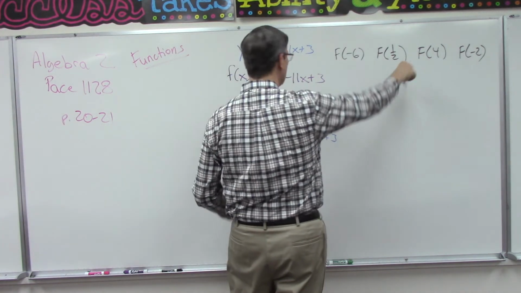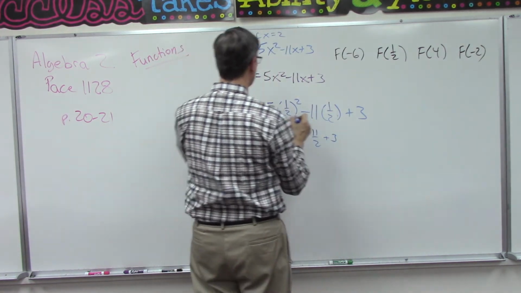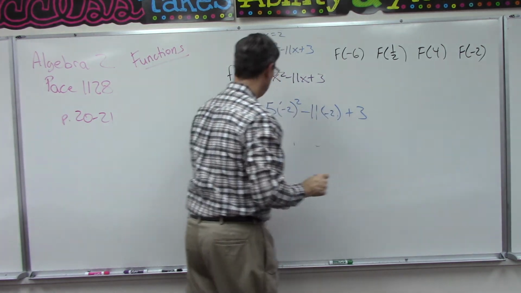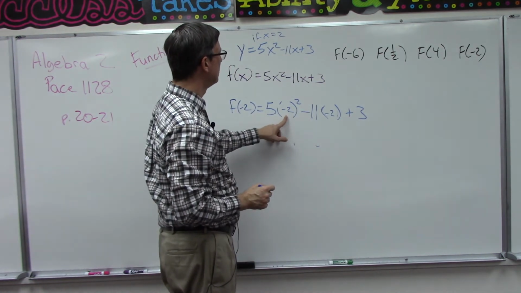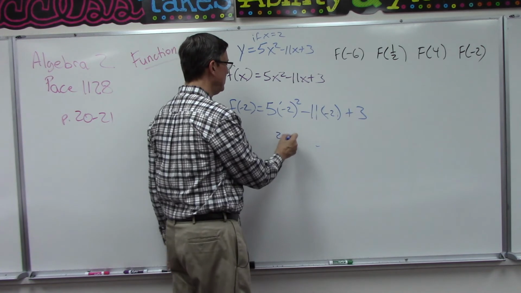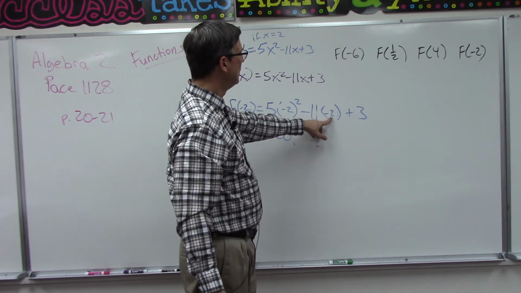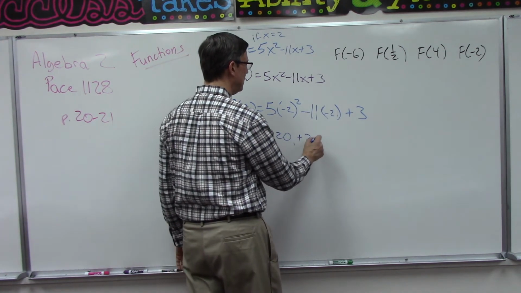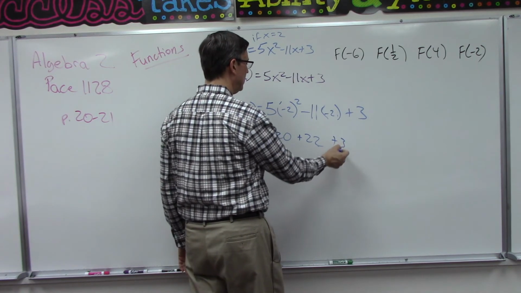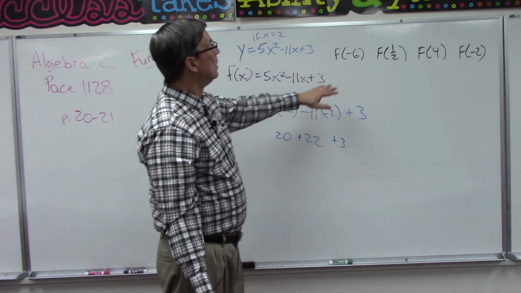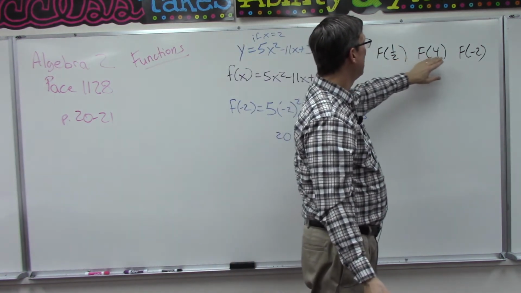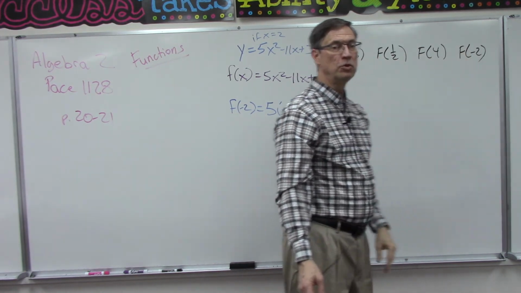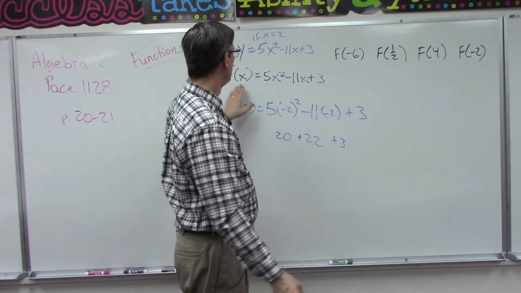And then we could also plug in negative 2. So we'll erase our template, plug in negative 2, and then negative 2 squared is 4. 5 times 4 is 20. But now, negative 2 times 11 is negative 22, but I'm subtracting negative 22, so it becomes plus 22, and then plus 3. Okay? So I just plugged in these four values. I found f of -6, f of 1/2, f of 2, f of -2 using this equation for f.